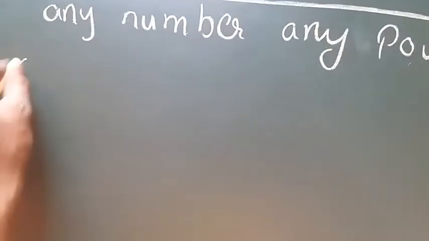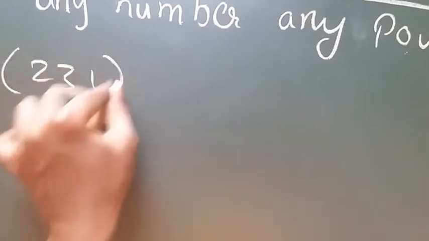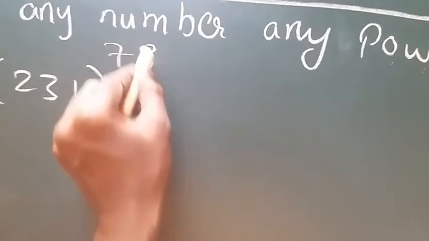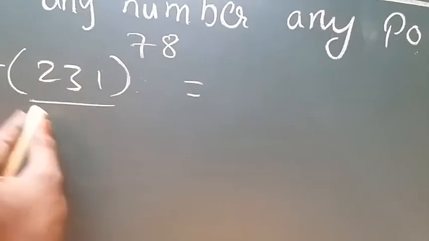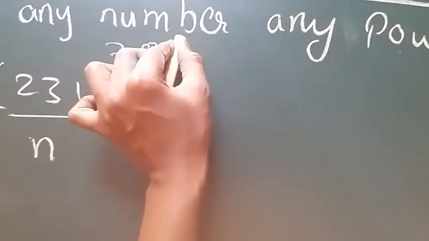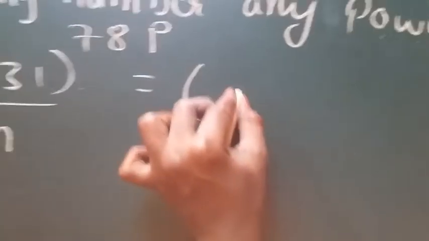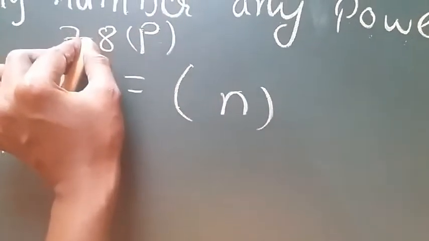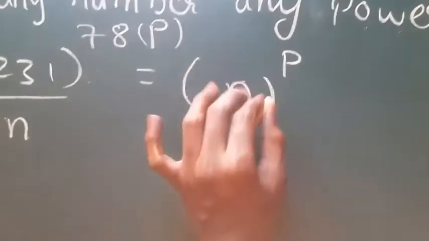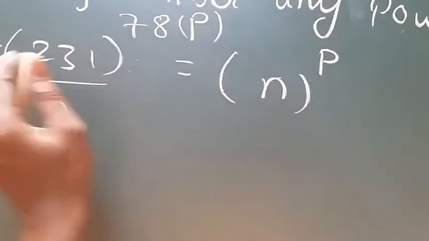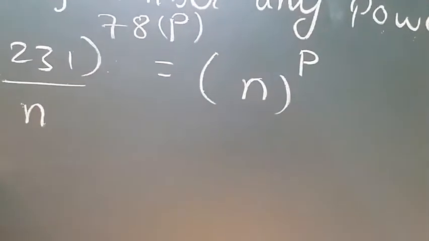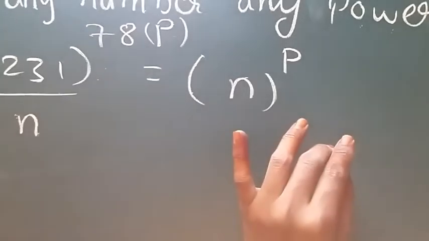Let us take one example, 231 whole power 78. Here n is 231 and the power is 78. We are denoting 231 as n and the power 78 as p. I hope you understood what n and p are. For that, we are going to calculate the units place.